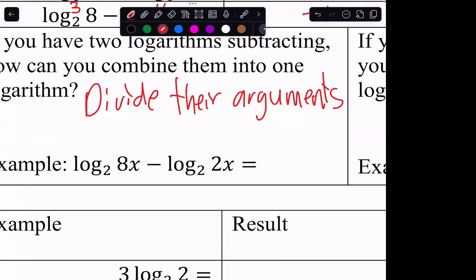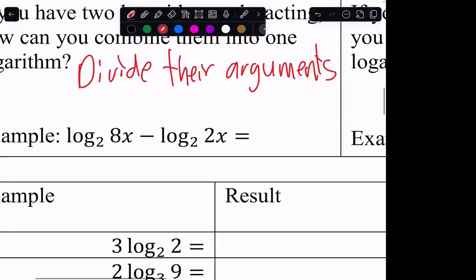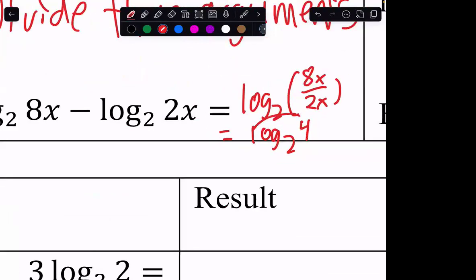Okay, so to do log base 2 of 8x minus log base 2 of 2x, you would divide 8x by 2x. So 8 divided by 2 is 4. x divided by x is 1, so that cancels out. So it's log base 2 of 4. But you actually could simplify this further, right? Because log base 2 of 4 is asking 2 to what power equals 4. So it goes all the way to just 2, right? You can do the logarithm.